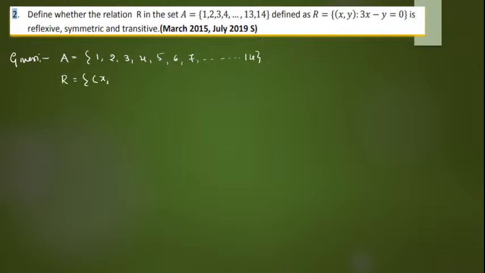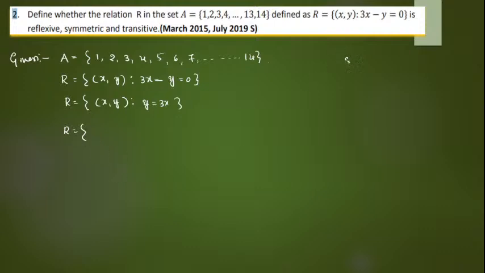And the relation R contains ordered pairs (x, y) such that 3x minus y is equal to 0. I can rewrite this as relation R containing ordered pairs (x, y) such that 3x minus y equal to 0. Then you can write y is equal to 3x, right? So 3x minus y equal to 0, you can work out as y equal to 3x. So now first you have to write your relation R in terms of ordered pairs.